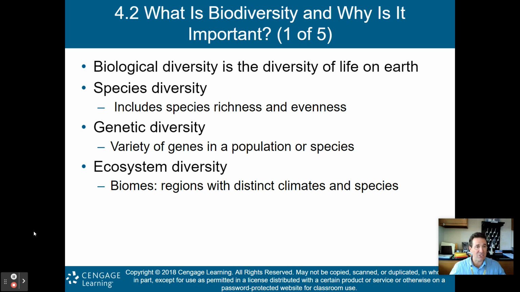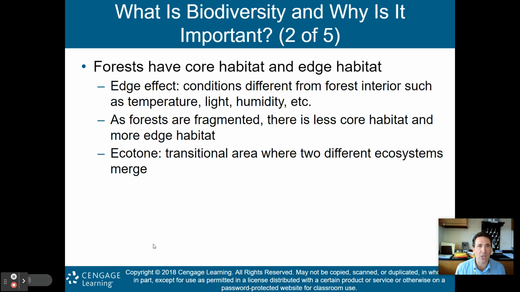Genetic diversity is the variety of genes in a population or species. And then we have ecosystem diversity, different biomes, right? Regions with distinct climates and species. I would argue plants and animals living here in Ardsley may not be able to survive up at the North Pole, right? They have their own ecosystem up there and their own species. So again, things we'll think about as we go through the course.